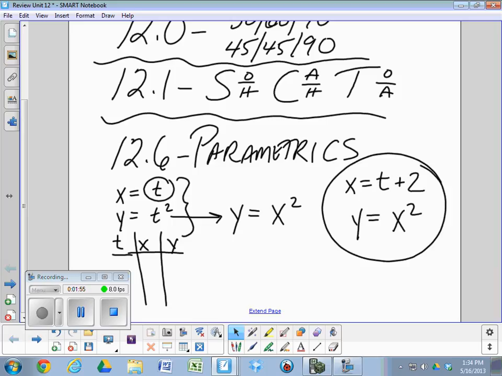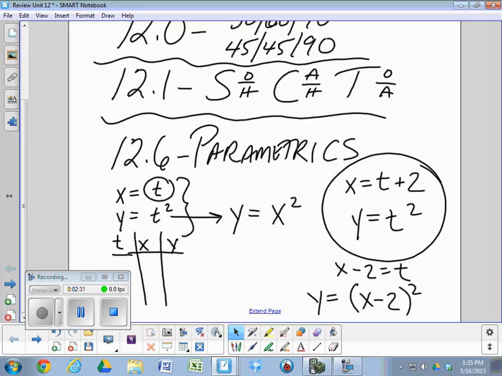The other ones we had were like x equals t plus 2 and y equals t squared. Now, how would you do substitution there? What would you do first? Subtract 2 from both sides in the x equation, right? Say, make it x minus 2 equals t. And then in the y equation, this one should have been t squared, replace t with x minus 2.